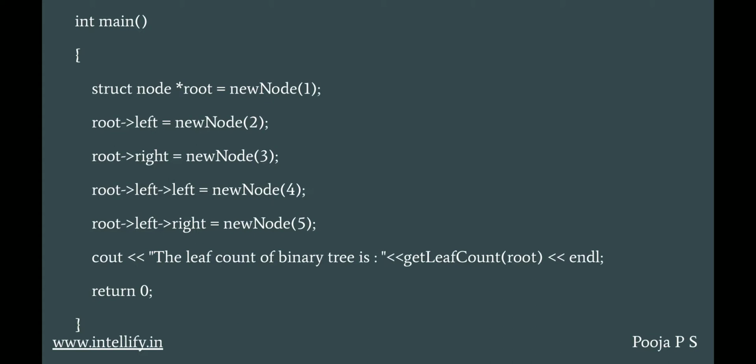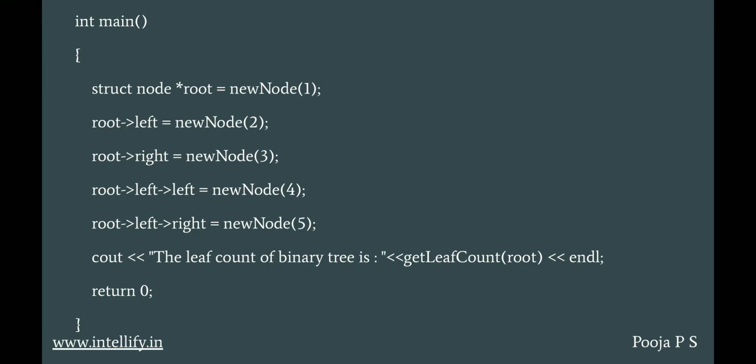Here we are creating a binary tree. That is, this is the root node and these 2 are the child nodes of 1, and 4 and 5 are the child nodes of 2. Now we are getting the leaf count. That is, we are printing the leaf count of the binary tree by calling the function get leaf count of root. So it will go to this function, execute it, and calculate the number of leaf nodes that are present in the tree.